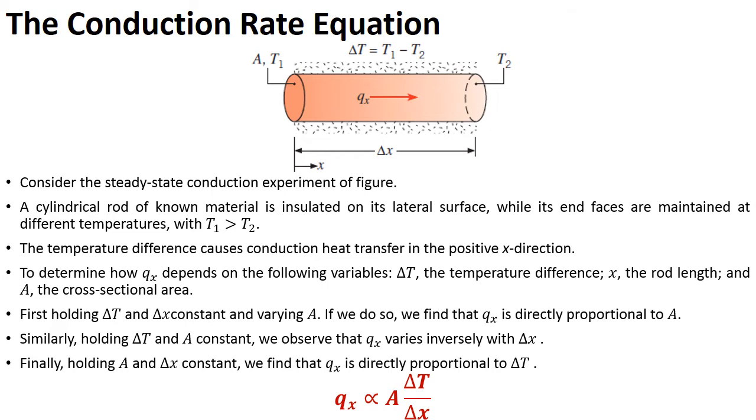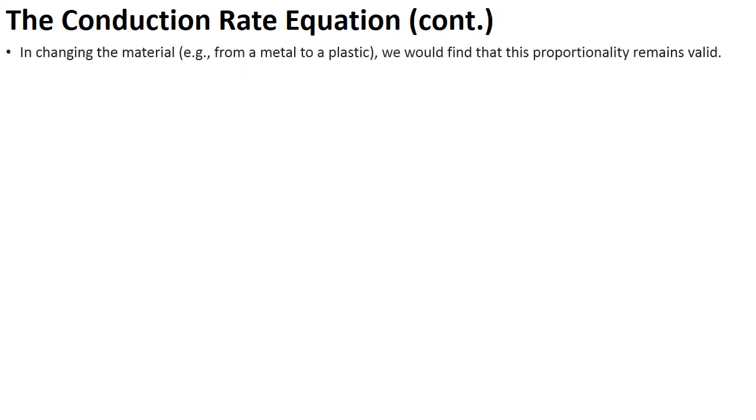By combining these conditions, we will find that Qx is proportional to A delta T over delta x. Remember that this proportionality is valid for each and every material. This proportionality remains valid for copper, for aluminium, for wood, for plastic, for glass, for iron, for each and every material.